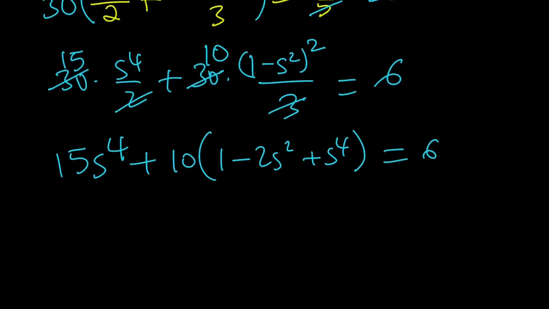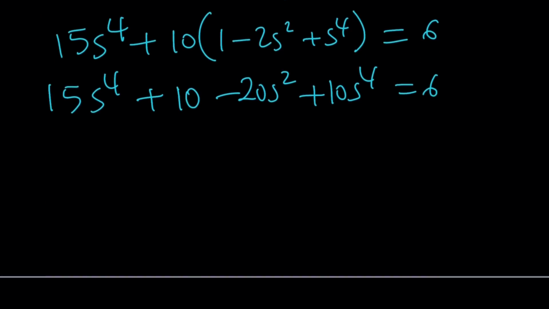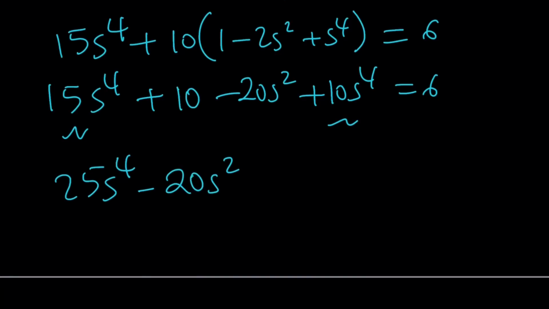Equals 6. And then I'm going to distribute: 15s to the fourth plus 10 minus 20s squared plus 10s to the fourth equals 6. Let's go ahead and combine like terms. These two are like terms. They like each other. So this gives us 25s to the fourth minus 20s squared, right? And then we get plus 10 minus 6, that's going to become plus 4 equals 0.